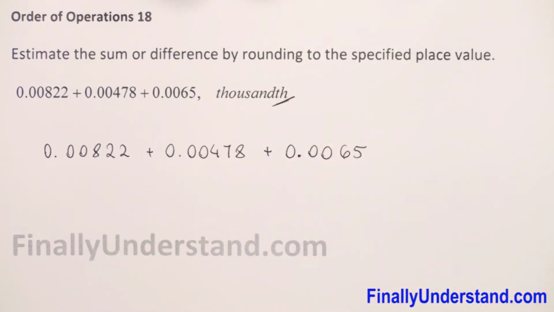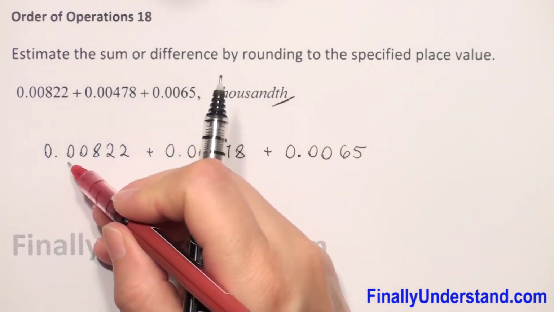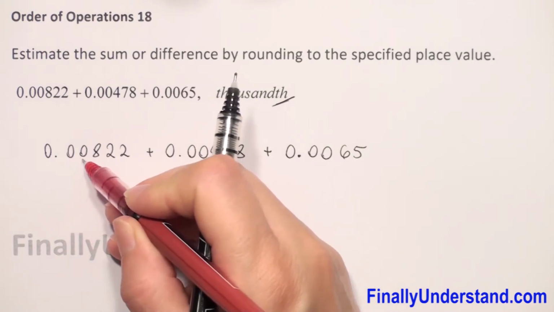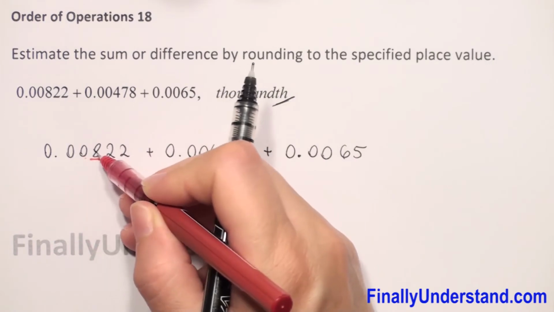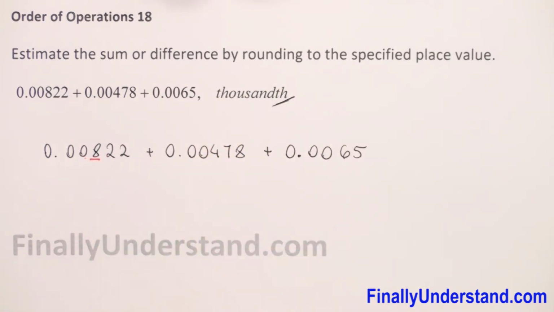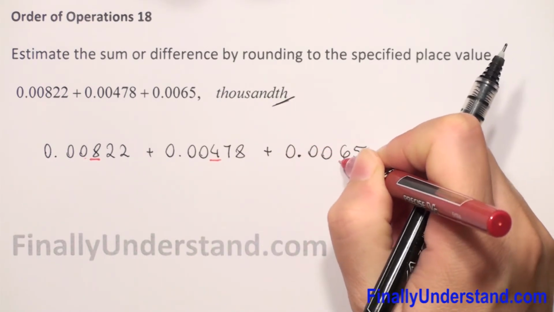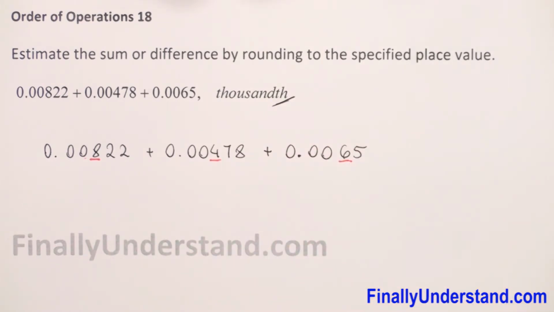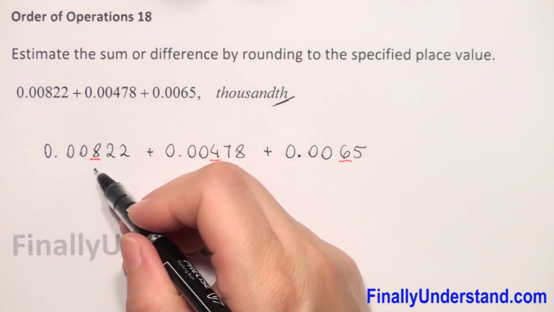We have to round first each number to the nearest thousandth. So first after the decimal point is tenth, hundredth, thousandth. So this is the third digit after the decimal point. We have to underline it. And next we have to do rounding. So we need to check the digit after our underlined digit, which is 2.